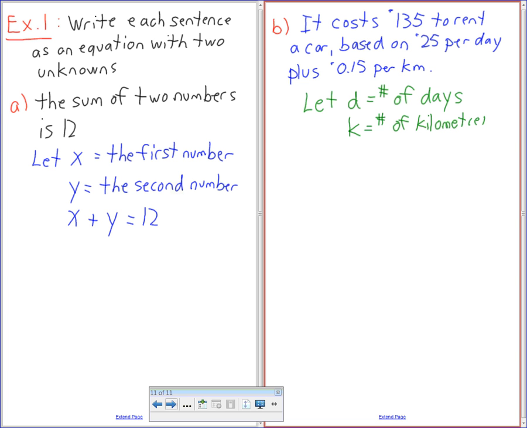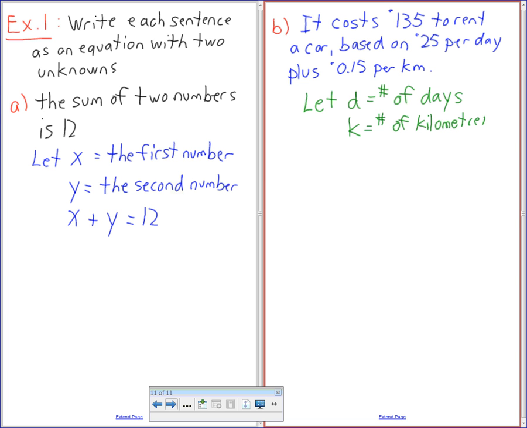$135 to rent a car based on $25 per day plus 15 cents per kilometer. You going? Probably a long holiday. Check the website this weekend. You get the homework and all that stuff? Yeah. Okay, yes. I'm going back to homework checks next week.